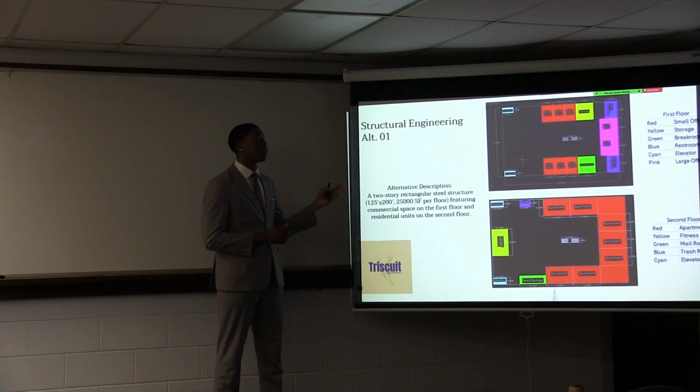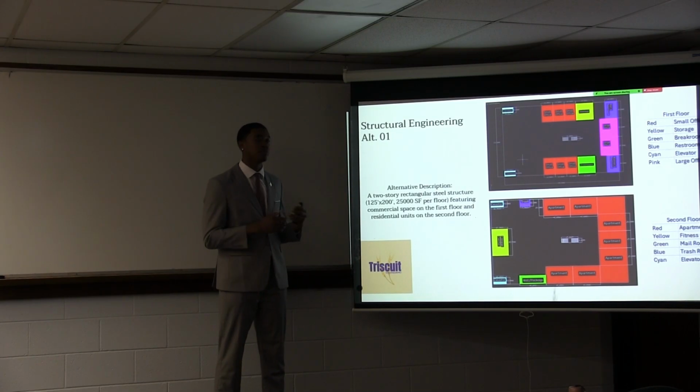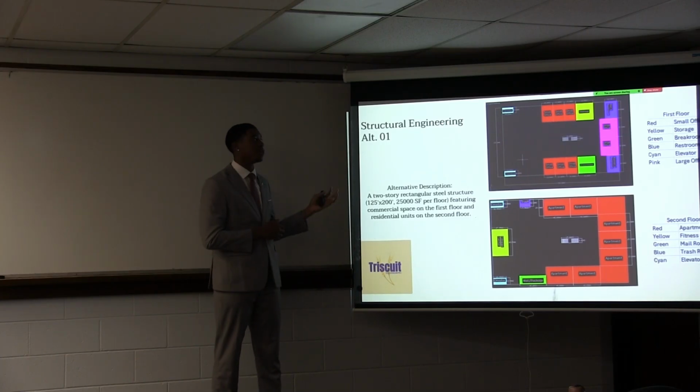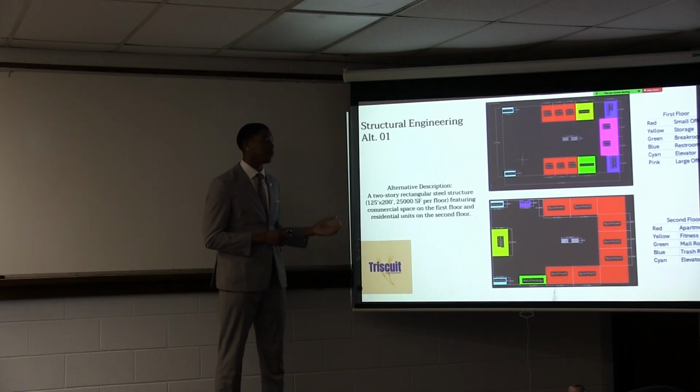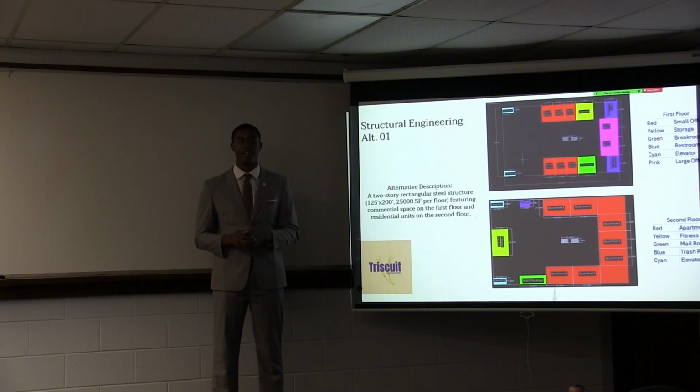So on that first floor, we have a nice open space, but we also have smaller offices, larger conference rooms, public restrooms, break rooms, storage spaces, elevators as well as a stairwell. And then for our second floor, we have more apartment spaces with, again, a trash room, a fitness center, a mail/package room, and again, those same elevators and that stairwell.